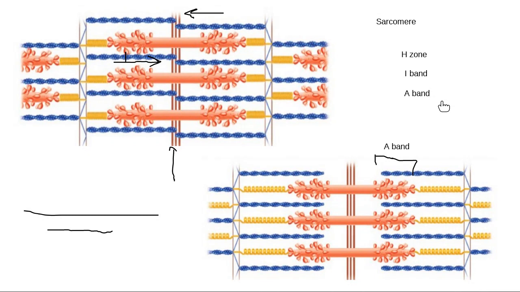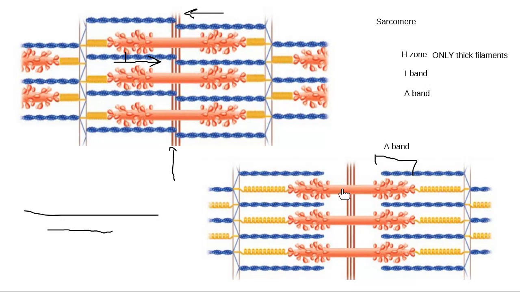So a couple of us are saying all. It's actually not quite all. Two of the three get smaller. H zone, I band, A band. Yeah, the first one that gets smaller is the H zone. Remember that the H zone is the place where I only have thick filaments. We'll type that up here. Only thick filaments. H zone.